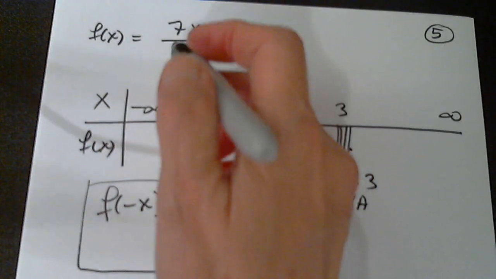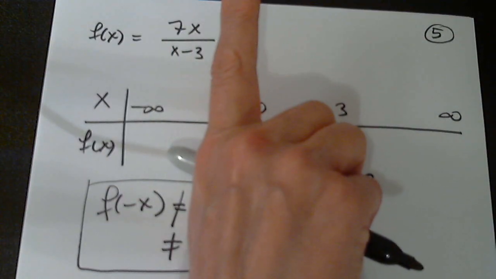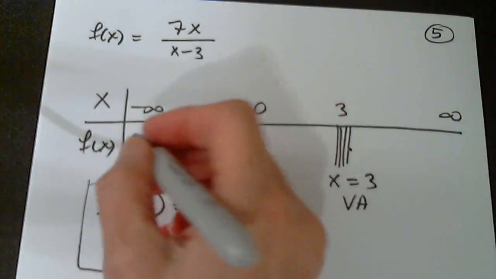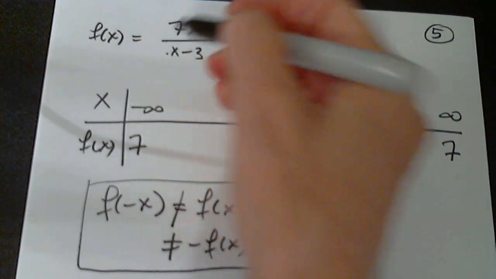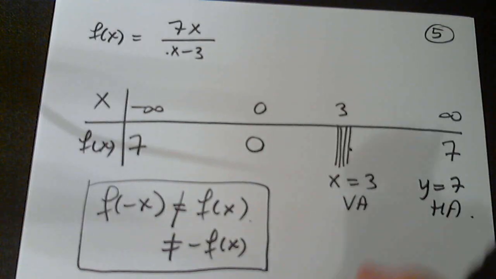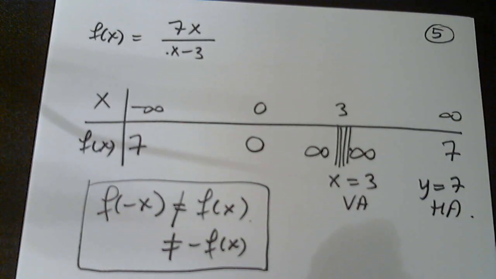When I plug in 0, I have 0. I know it's type 1 because the degrees are the same. So the horizontal asymptote must be 7 over 1. So y equals 7 is the horizontal asymptote. 3 is the vertical asymptote. I know infinities. But we're going to answer the steps as they want. I just want to graph it, and then we'll answer step by step as they wanted us to answer.